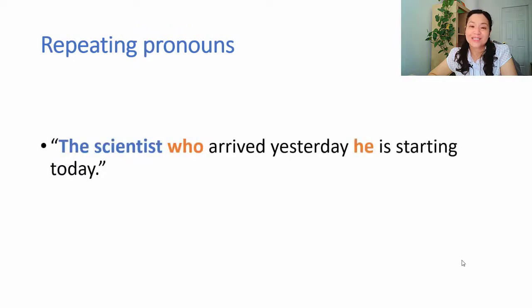Let's move on to this sentence. The scientist who arrived yesterday, he is starting today. Obviously, there is no need to add he in this sentence because there is already a relative pronoun who to introduce the adjective clause. This often happens in the case of relative clauses or adjective clauses.